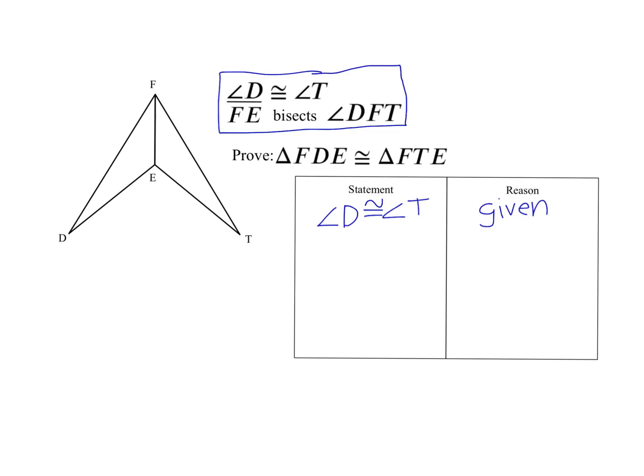So what I'm going to do is I'm going to put an arc on angle D and angle T. That way I'm adding information to my picture so I can figure out which postulate would work best to prove that these two triangles are congruent.